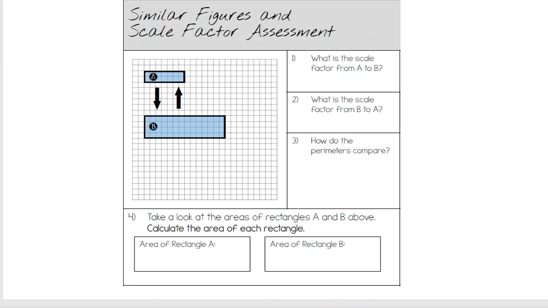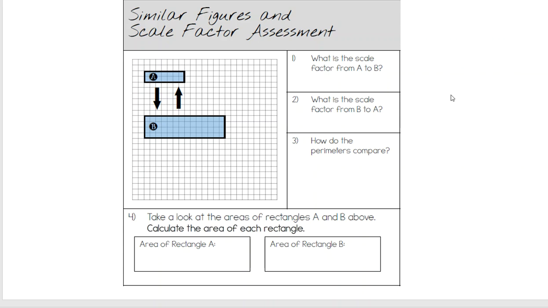So I'm going to help get you started, and we're going to work on a few things together, and then you'll have an assignment at the end of this. So please make sure that you are paying attention and that as I am doing this assignment that you are following along and also doing yours. Okay, so for question number 1, it says, what is the scale factor from A to B?